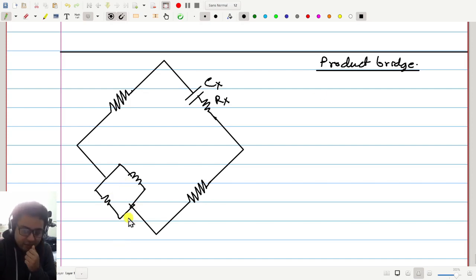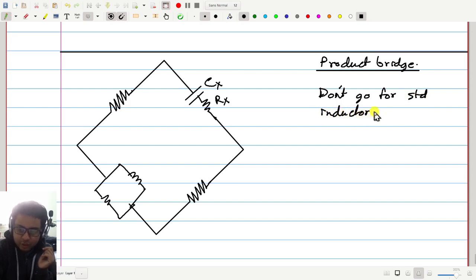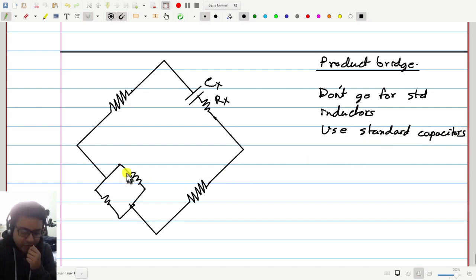Now let me tell one more fact. Let me add one more constraint. Don't go for standard inductors as long as possible. Rather use standard capacitors, because standard value inductors are not that well available compared to standard value capacitors.